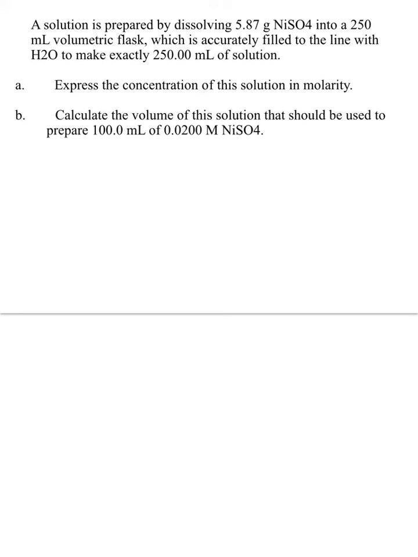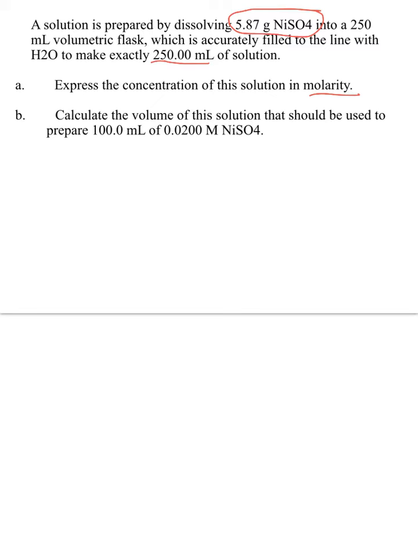As chemists, one of the things that we have to do all the time is to prepare solutions of a known concentration. One of the most common ways of expressing concentration is in terms of molarity, which is moles per liter. In this problem, we have a certain mass of nickel sulfate, 5.87 grams, that's made up to a solution of 250 milliliters in a volumetric flask.